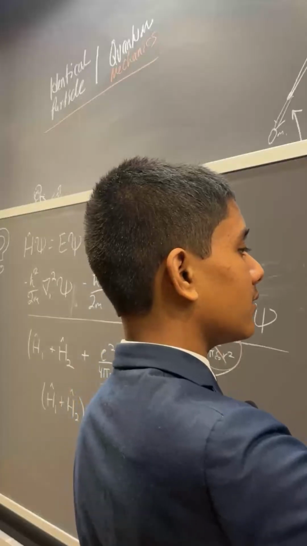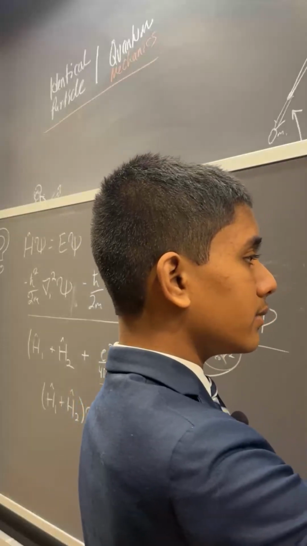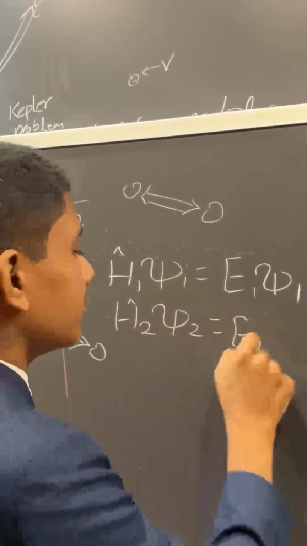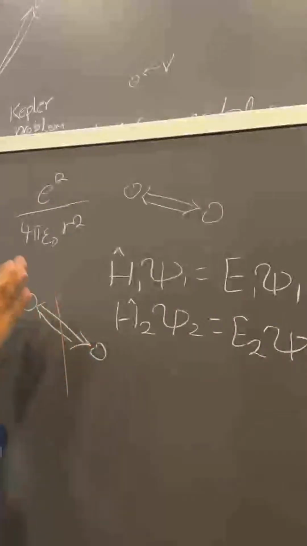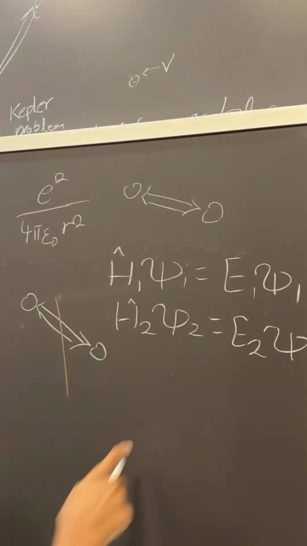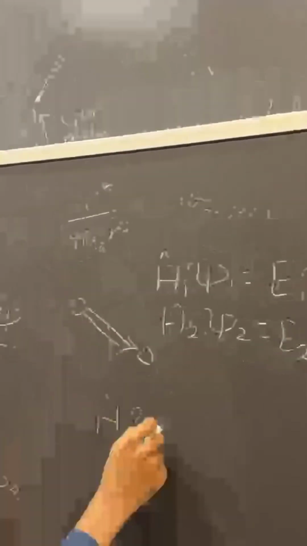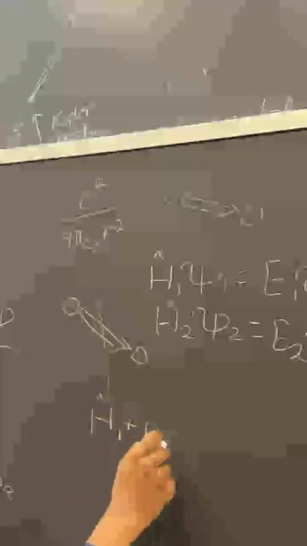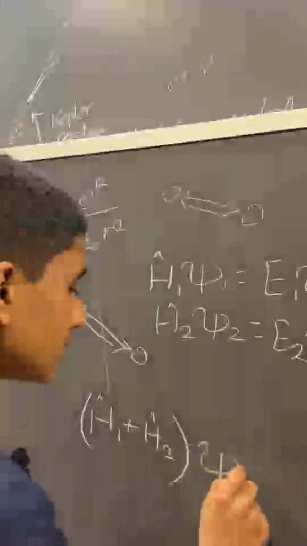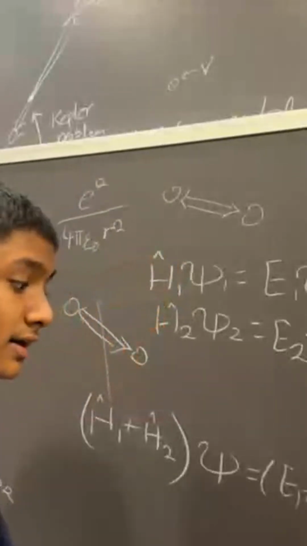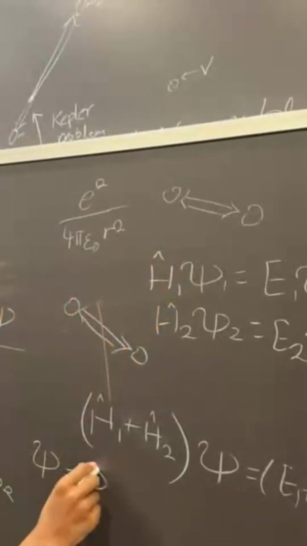Consider that we have the Hamiltonian 1 multiplied by psi 1 is equal to E1 psi 1, and Hamiltonian 2 psi 2 is equal to E2 psi 2. These would be the Schrodinger equation if each particle was alone in its lonely one particle system. And so you can probably consider that if (h1 hat plus h2 hat) of psi is equal to (E1 plus E2) of psi, then that psi is going to be psi 1 psi 2.